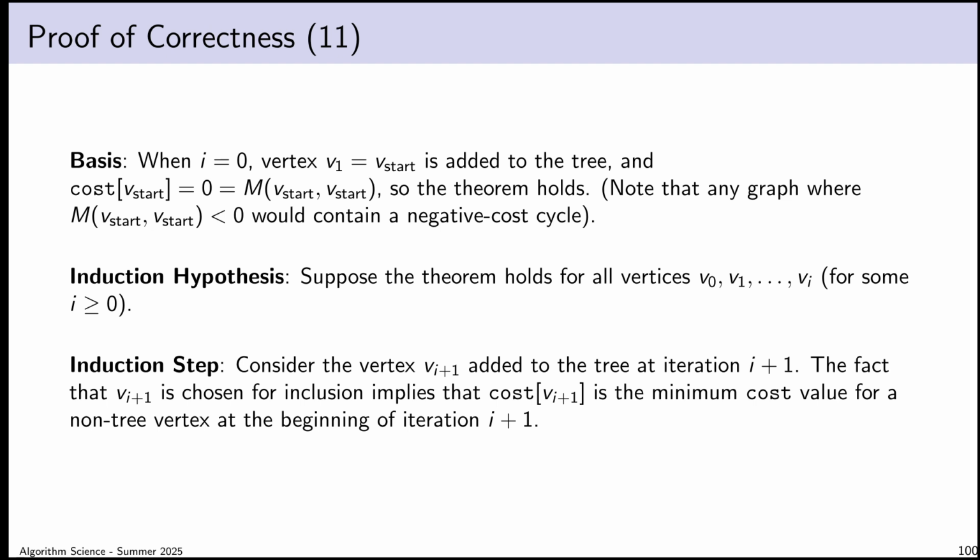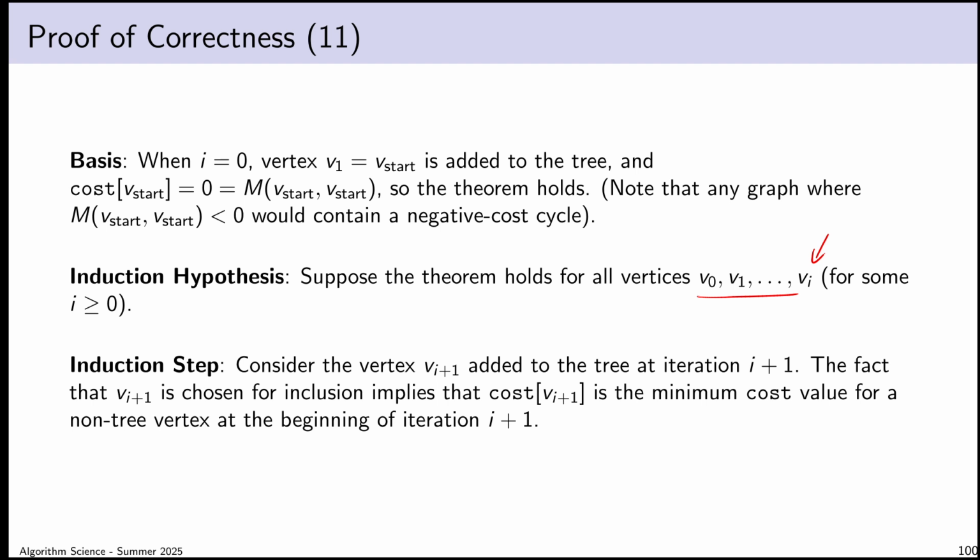My induction hypothesis is, well, suppose the theorem holds for all vertices up to and including some vertex Vi. In other words, suppose that everything is good, that all vertices added to the tree up to and including the vertex added at iteration I of my outer loop have the property that when they are added, the cost in the cost array is the true minimum cost.